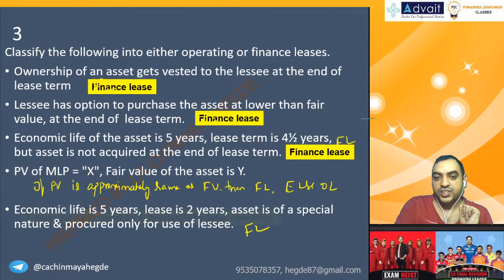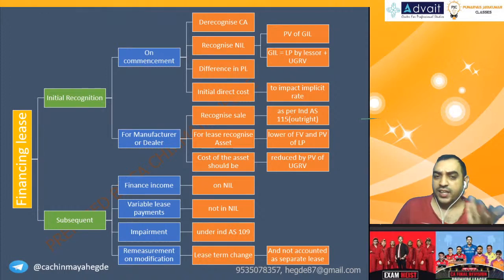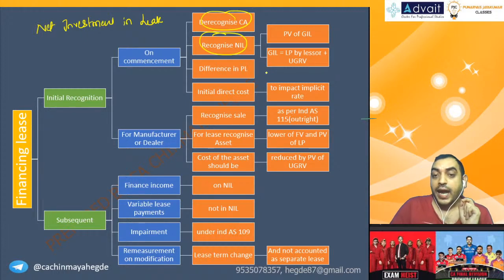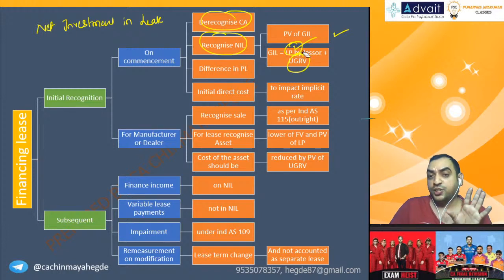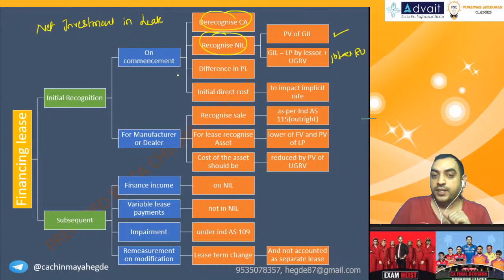This is what you would have learned in IPCC also. Financial lease accounting, you know it. On commencement, the existing book value is de-recognized and you recognize the net investment in lease. Net investment means the present value of gross investment. What does gross investment include? Lease payments and unguaranteed residual value. Guaranteed residual value is anyway there in the lease payments, and unguaranteed residual value will be there. So you can say total residual value plus lease payments. When you do the present value, you get the net investment in lease.